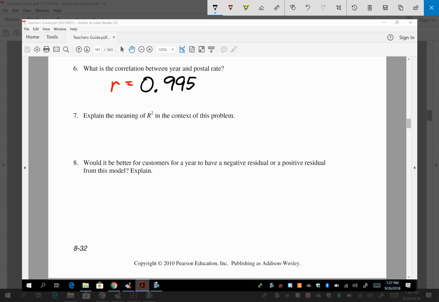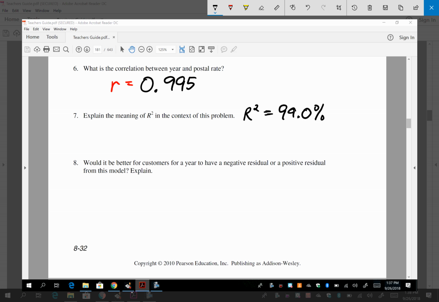Now, this is where you will need to write a sentence. Explain the meaning of R squared. Well, let's first write down what is R squared. 0.98. So I'm going to do a percentage. So I heard 98 point, so it's 99.0 then, if we're really rounding.